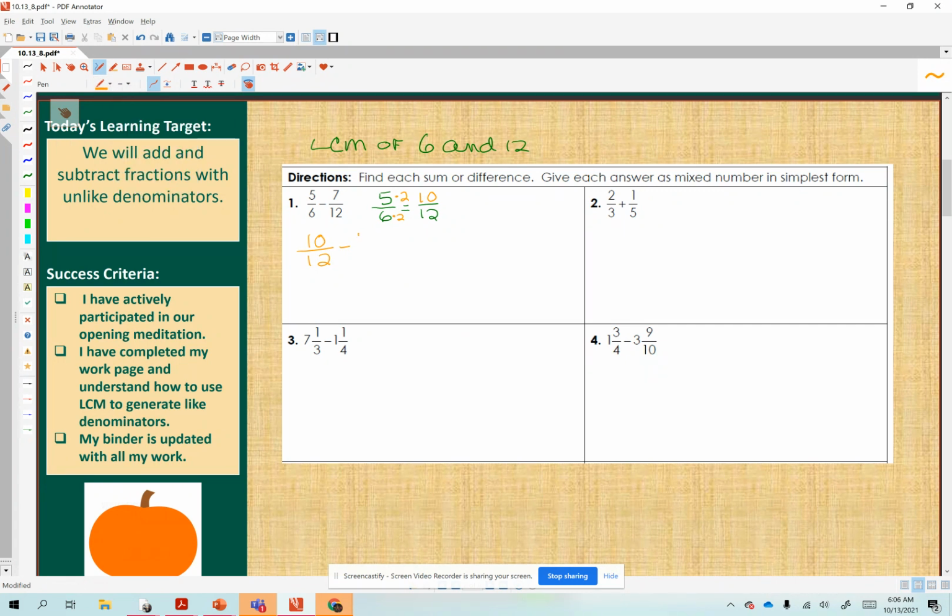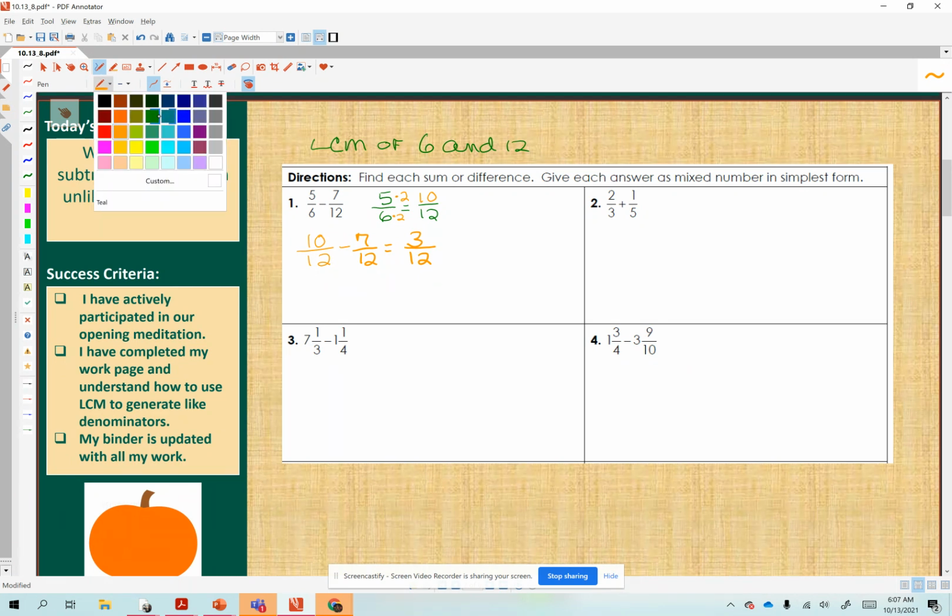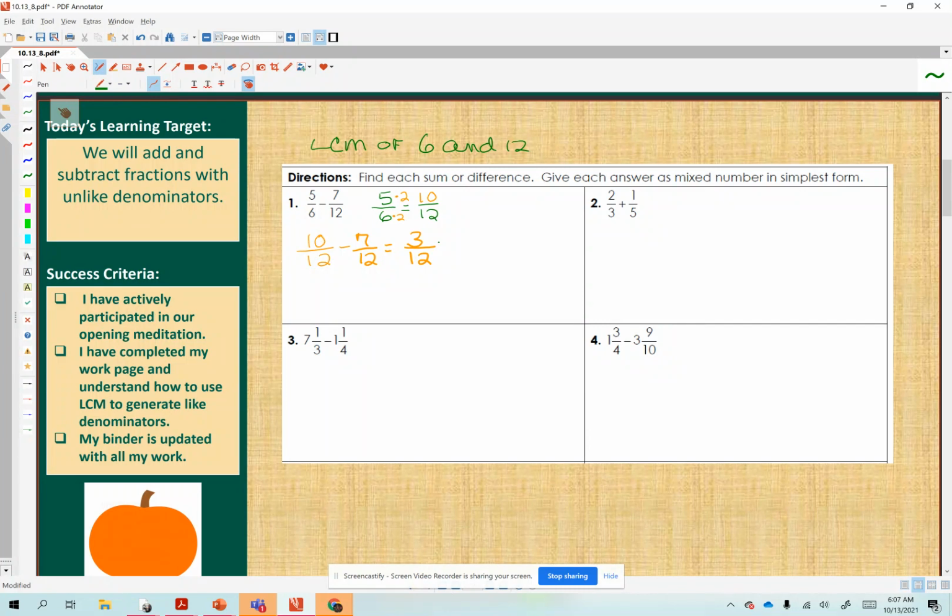So 10/12 minus 7/12. So our answer will be in twelfths, and I just simply have to subtract the numerators. 10 take away 7 is 3. So my answer is 3/12, but now I need to look at that answer and I need to say, can I simplify that further? And I can divide both the numerator and the denominator by 3. And when I do that, I end up with an equivalent and simplified fraction of 1/4. So the final answer to 5/6 minus 7/12 is 1/4.